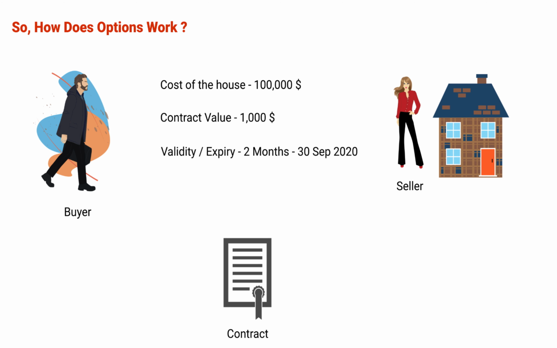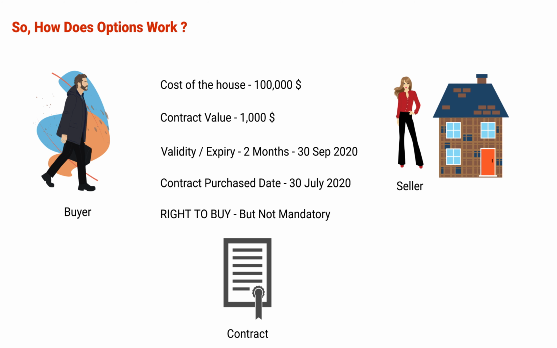So they will enter into an agreement with a validity date of 2 months within which Tony has to buy the house. But the contract gives a right to buy, but Tony can walk away from the agreement at any point of time as well. Or he can sell the contract to some other person. Let's try to understand how does this contract will help Tony to actually make the money or lose the money.